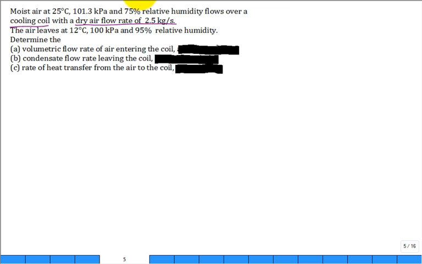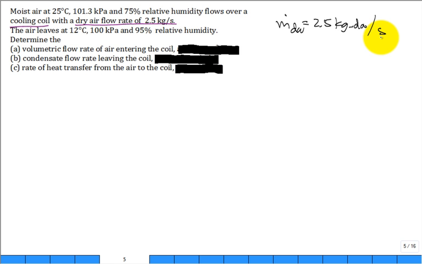So we organize the information. The mass flow rate of dry air, 2.5 kilograms. A lot of times I'll put dry air kilograms per second. It's not moist air kilograms per second. It's dry air. All right.